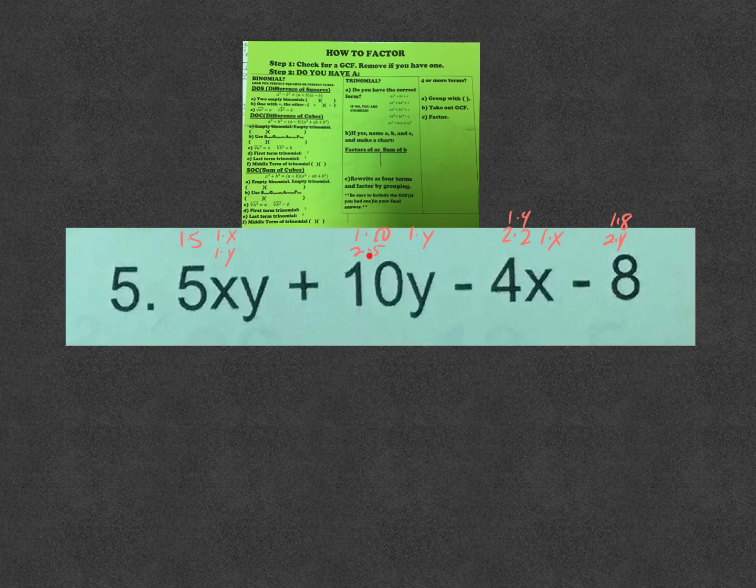This has 5 and this has 5, but these two don't have 5. This has x, and this one has x, and this has y, and this one has y, but not all of them have a variable. So they don't have a common factor. So step 1, I do not have a common factor.